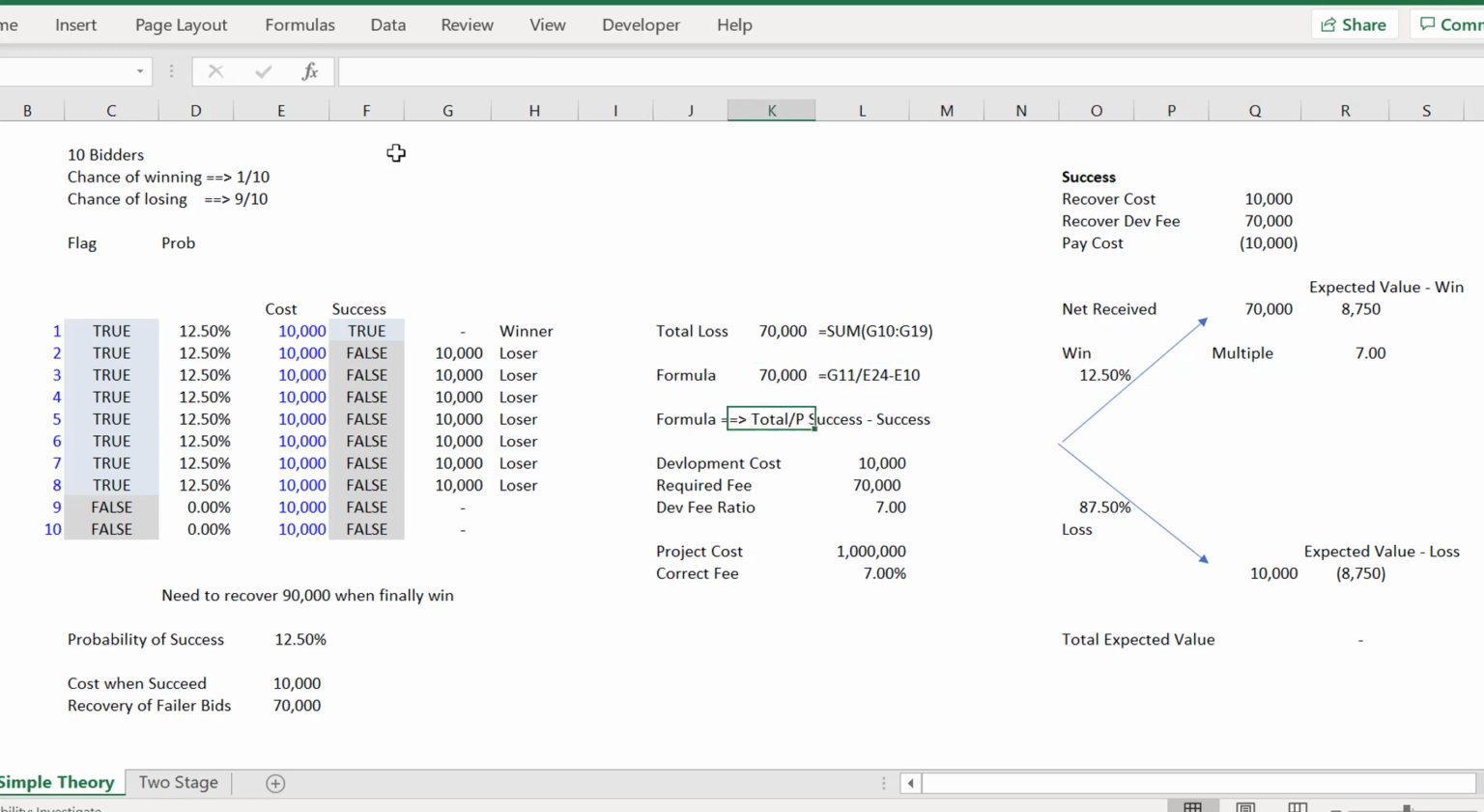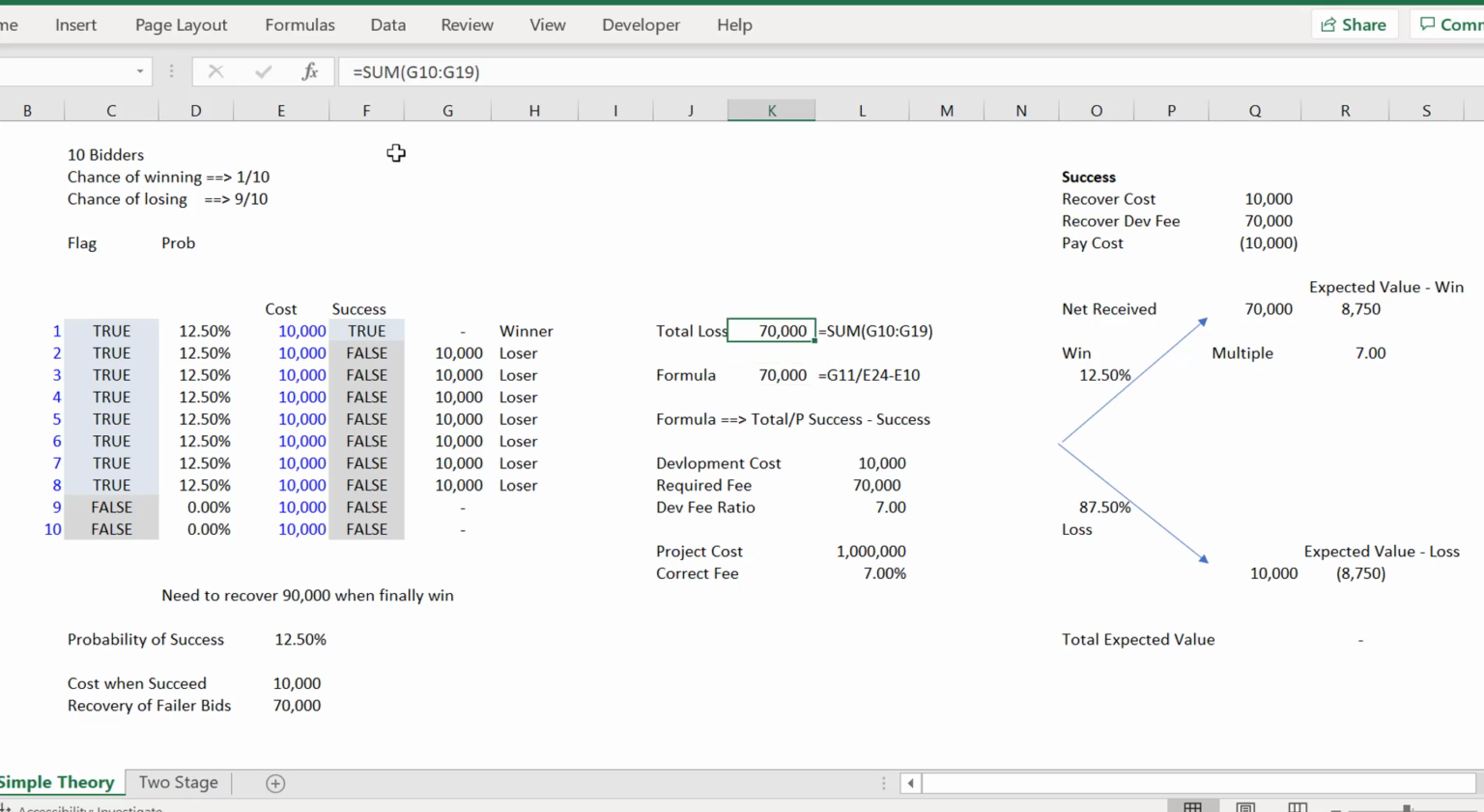Now we have to recover this much higher development cost because we have a much lower probability. So to apply our formula, let's see what we need. We need to sum these costs when we lose, and we need this probability of success. This formula says take the total cost, divide it by the probability of success and subtract it. So we need the probability of that.